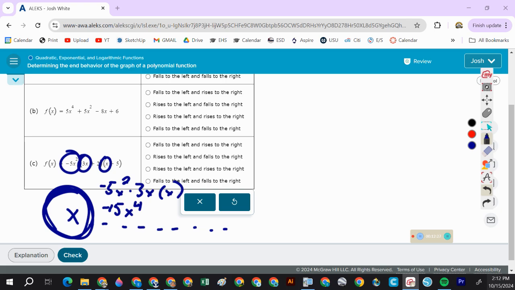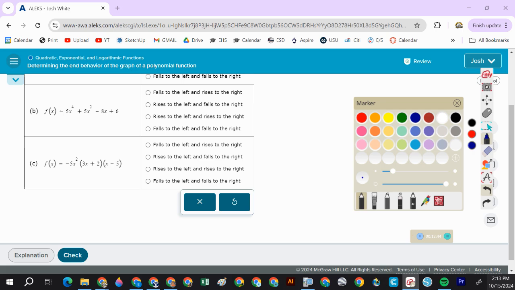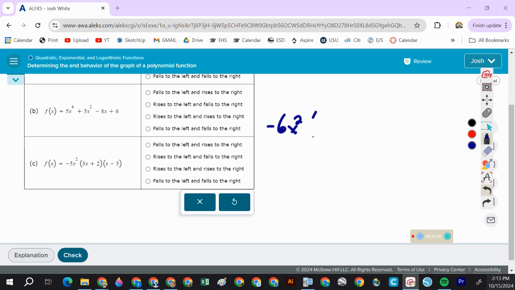So what does a negative x to the 4th look like as far as end behavior? It's an m. So falls to the left and falls to the right. Okay, let's do another one. What if I had negative 6x squared times x plus 2 to the 3rd times negative 3 minus 2?